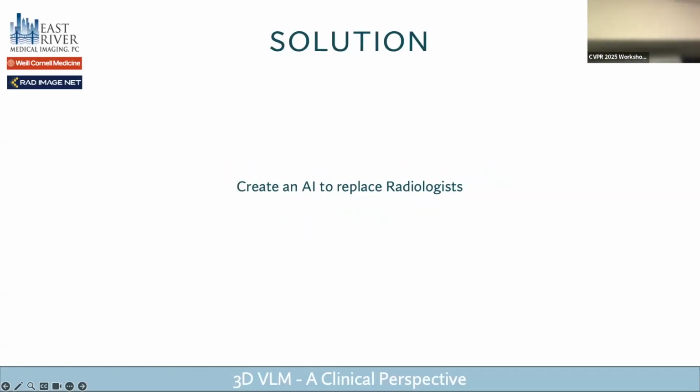what could we do to solve that gap that we have between supply and demand, right? It's an easy solution. Everybody's been talking about it. Create an AI to replace radiologists.